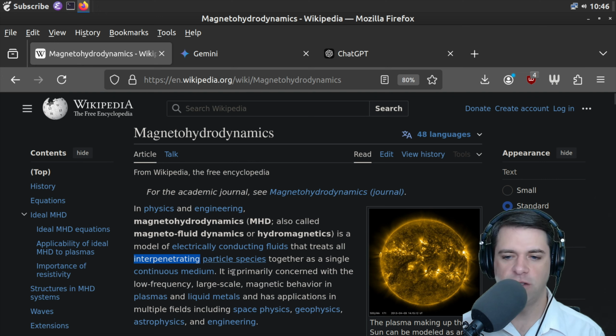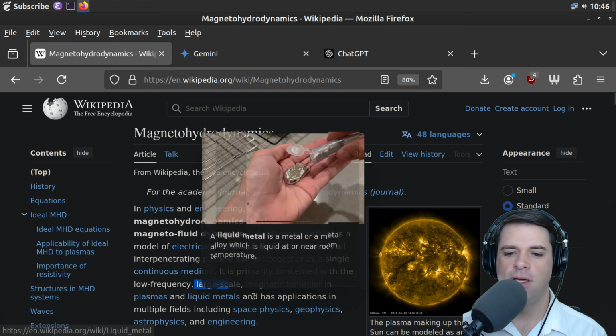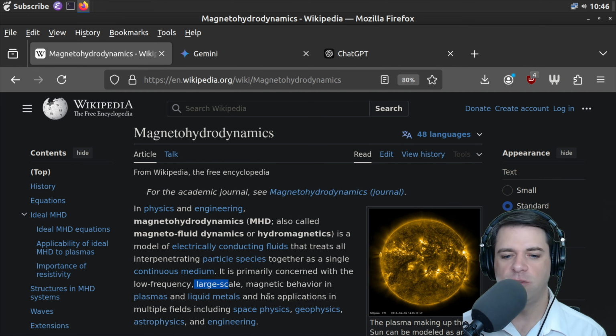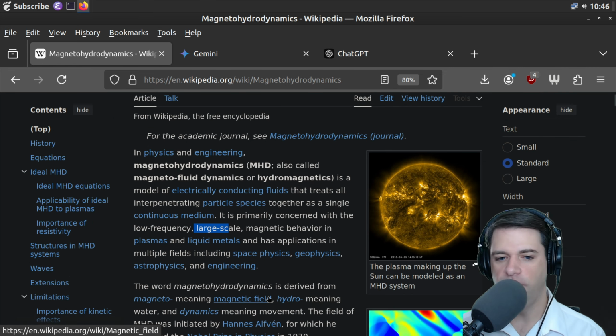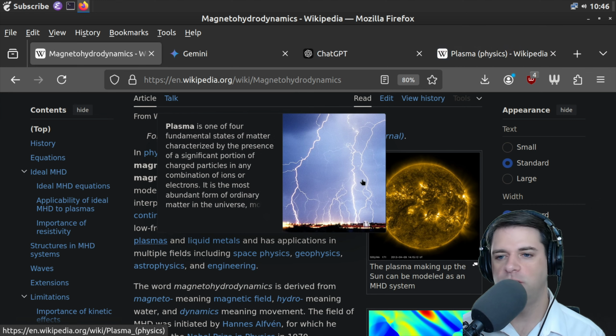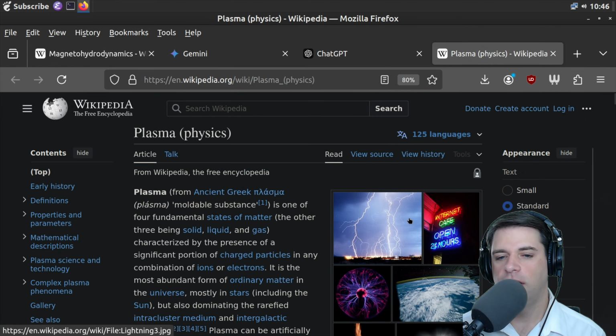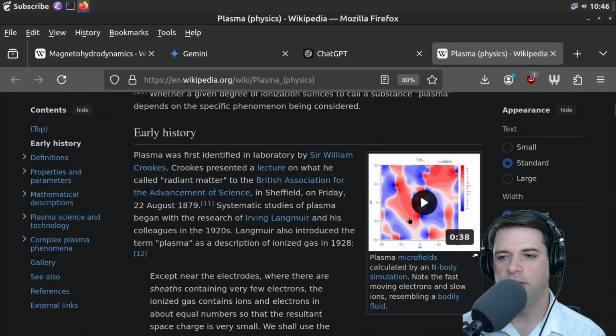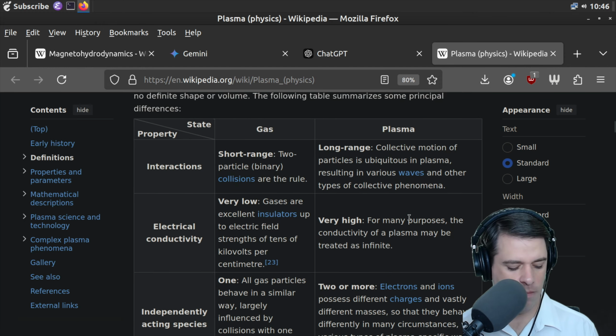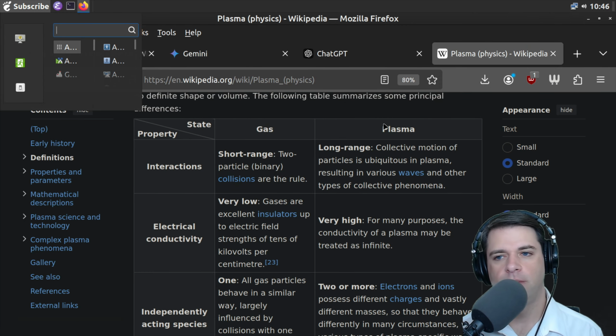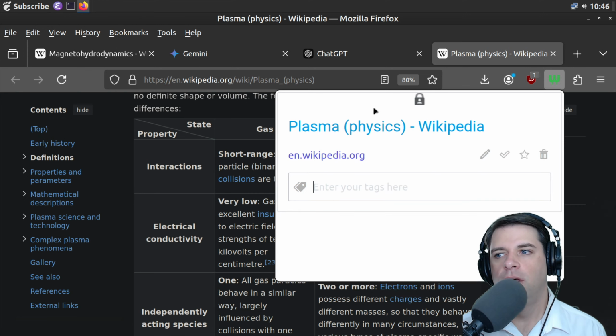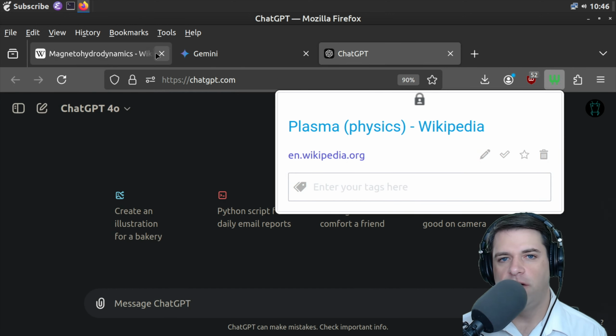It is primarily concerned with the low frequency, large scale magnetic behavior in plasmas and liquid metals. It has applications in multiple fields, including space physics, geophysics, astrophysics, and engineering. Okay, so this is plasma related. I guess lightning is a plasma. Is lightning a plasma? I don't remember. Let's find out. Okay, so we'll add that to Wallabag to read it offline.